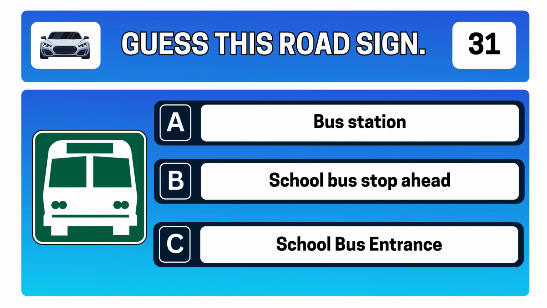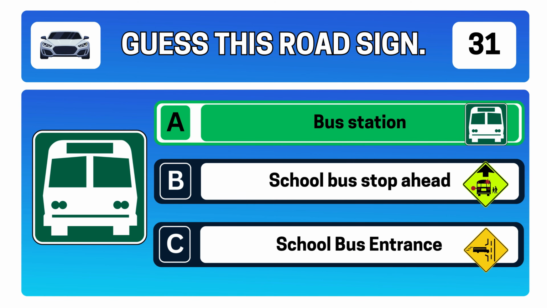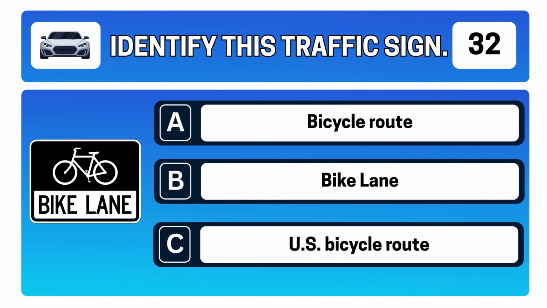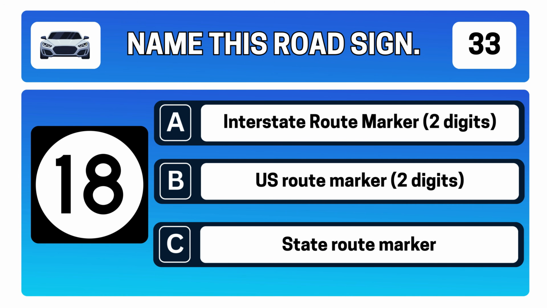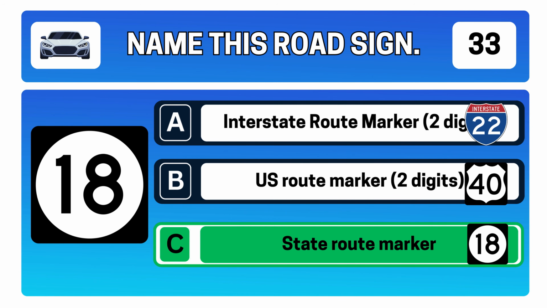Guess this road sign. Nicely recognized. This is the bus station sign. Identify this traffic sign. Correct. This is the bike lane sign. Name this road sign. Well done. This is the state route marker sign.